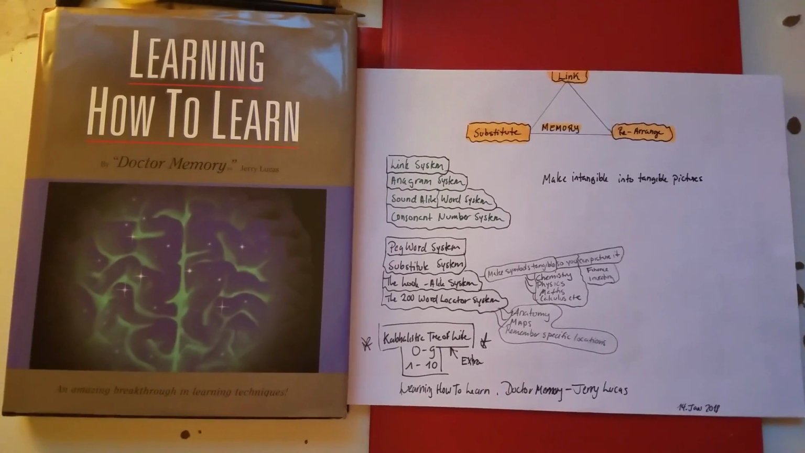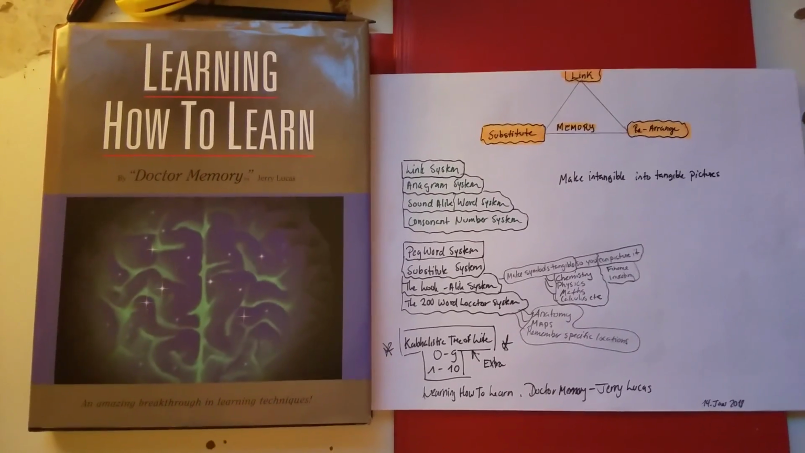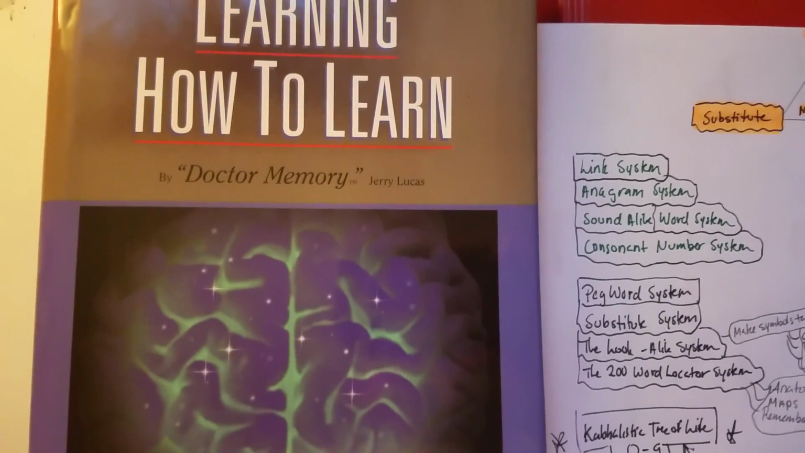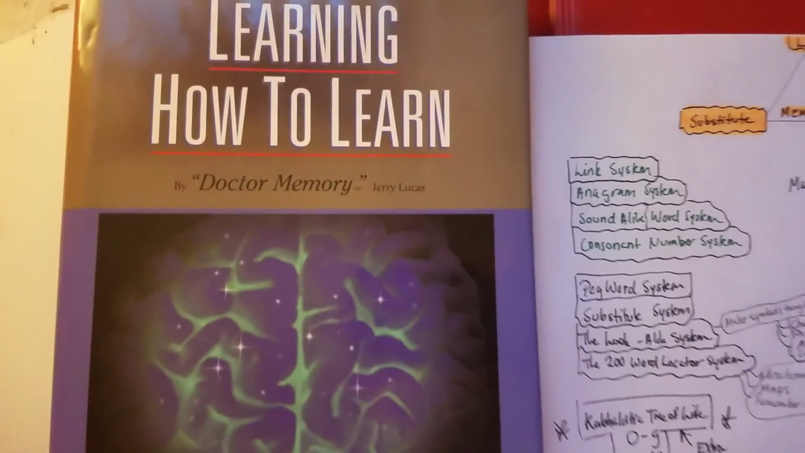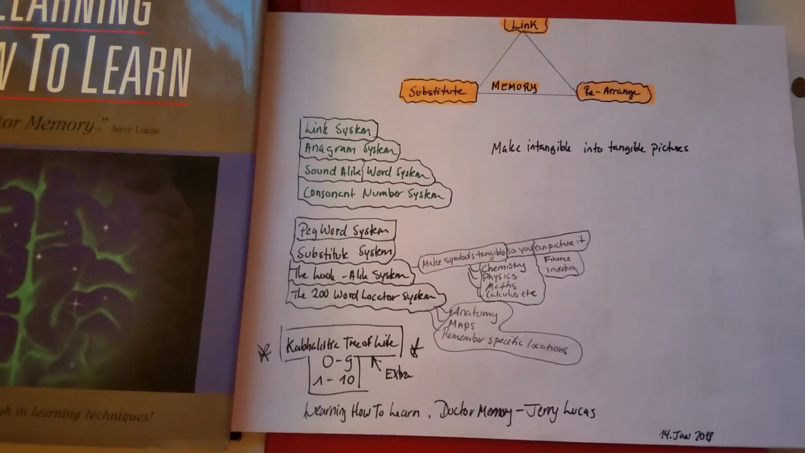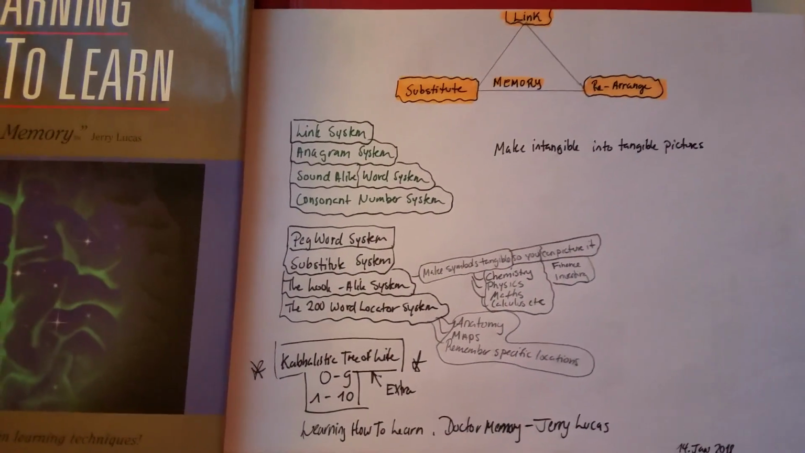In any case, today I wanted to talk to you about learning how to learn. This is one of my go-to books that I go to quite a bit. It's by a guy named Jerry Lucas. Check it out at your library or purchase your own copy. It teaches you how to memorize things and how to learn and how to improve your memory and learning. So it's a really great book.